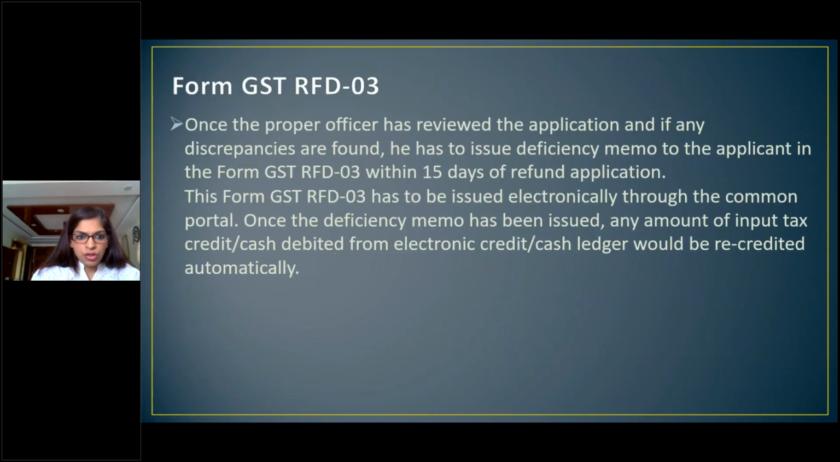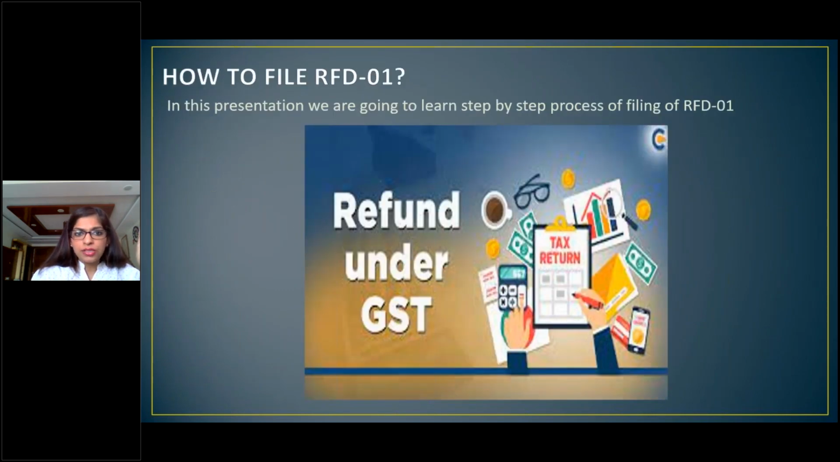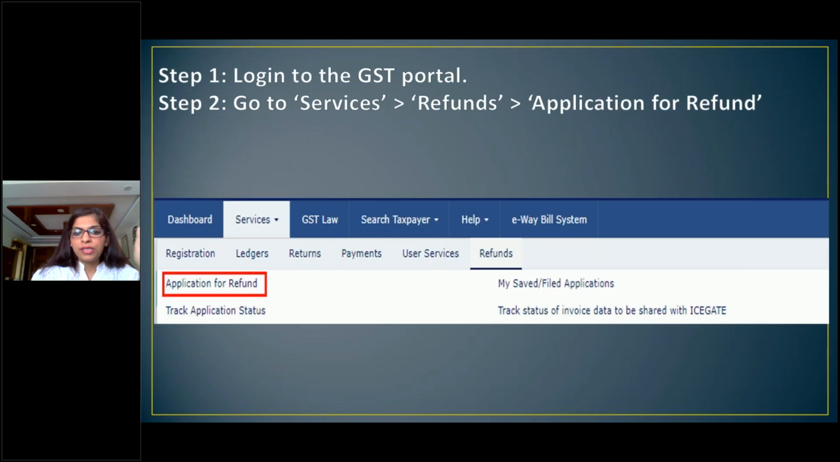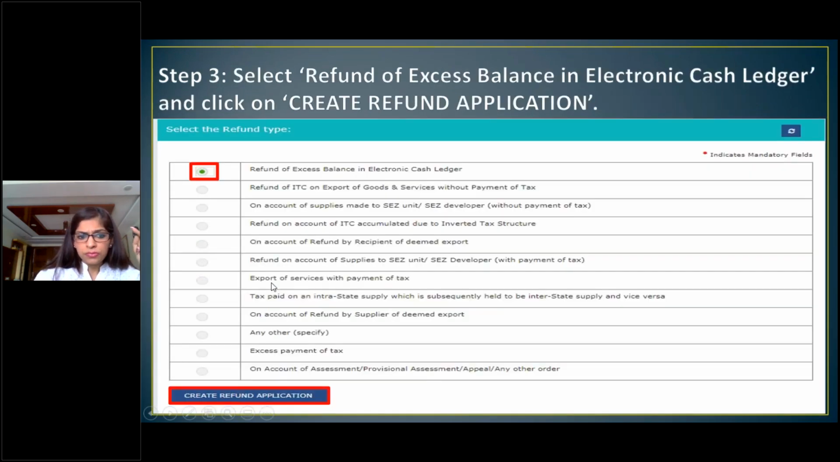This is just general knowledge. I am skipping it. I'm not going ahead with that. Let's see how we file refund RFD-01. Then we will see the various heads under which we are making the refund application. So as soon as you go on the services portal, then there is refunds and there is application for refund. Then when the application for refund button comes, these are the multiple heads on which you can go ahead with the filing of the refund application.